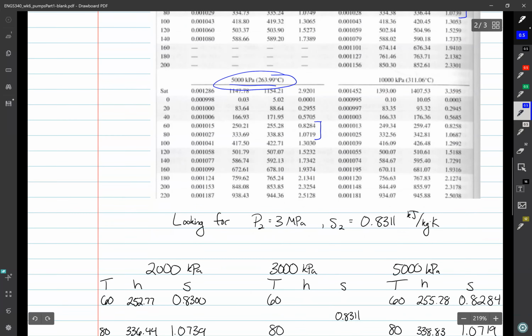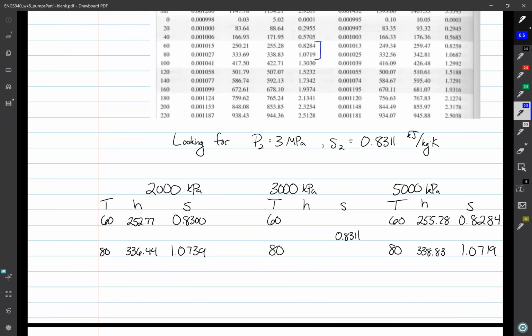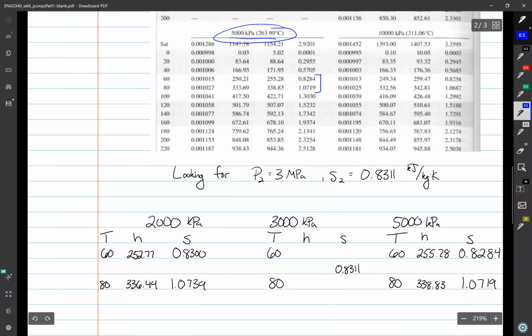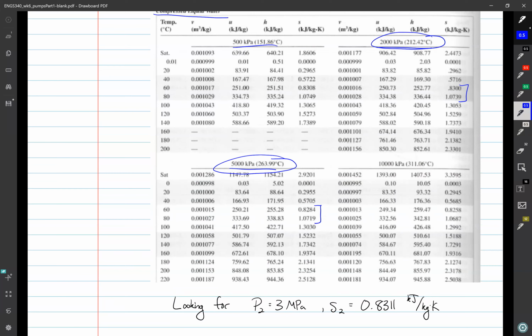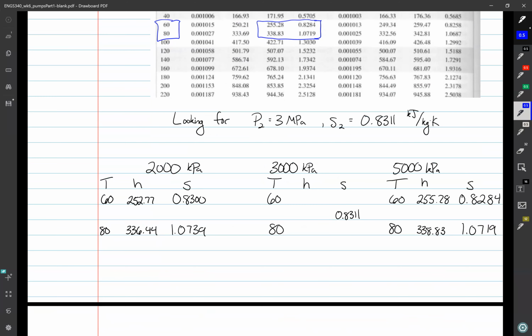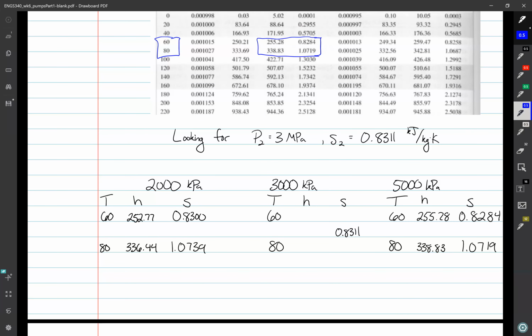So let's go through and think about how we would actually find that. Okay, so we're looking for 3 megapascals and an entropy of 0.8311. I'm just pulling this section of the table, those are the numbers that we're interested in, and the temperature, and then again the temperature values and those values. I'm just pulling these all out and making a table like this for them. So you can see we have 60 degrees, the enthalpy is 252.77, the entropy is 0.8300.